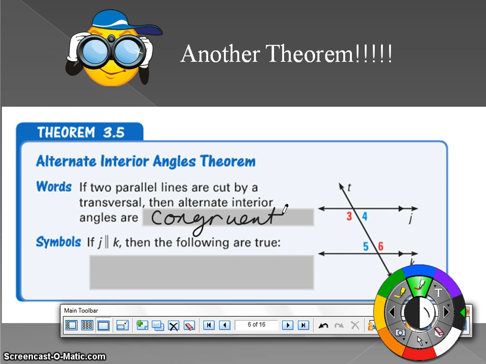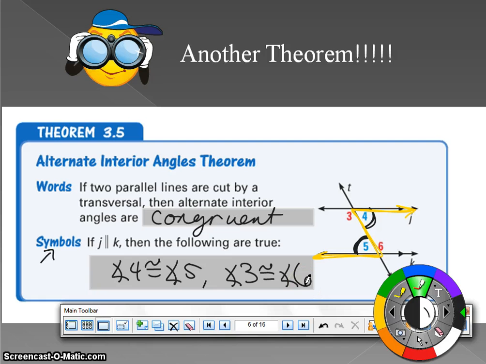Alternate interior angles. So think about this angle right here, angle 4 and angle 5. Those are on opposite sides. The neat thing about these is they kind of make a Z shape as you look at that. And then that 4 and that 5 hopefully are showing that they should be congruent to each other. So if J is parallel to K, I'm looking at the symbols now, then the following are true. So for this, angle 4 would be congruent to angle 5, and angle 3 would be congruent to angle 6. Again, look for that Z shape.